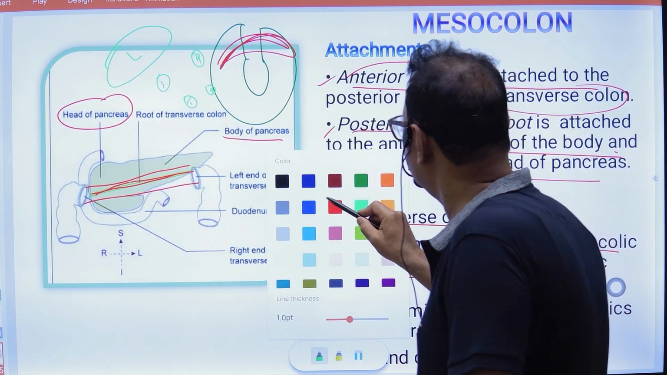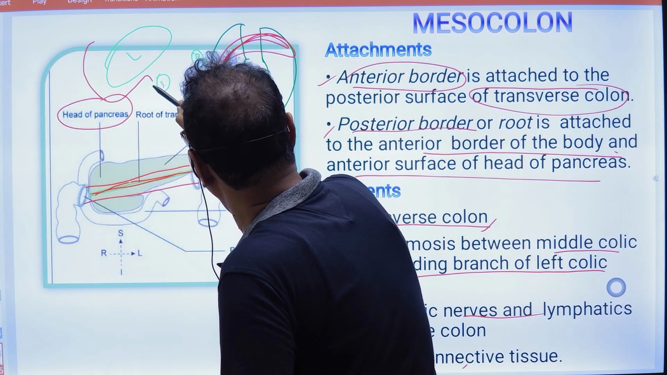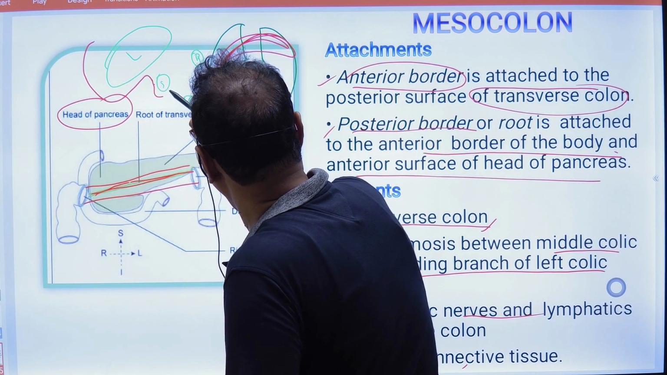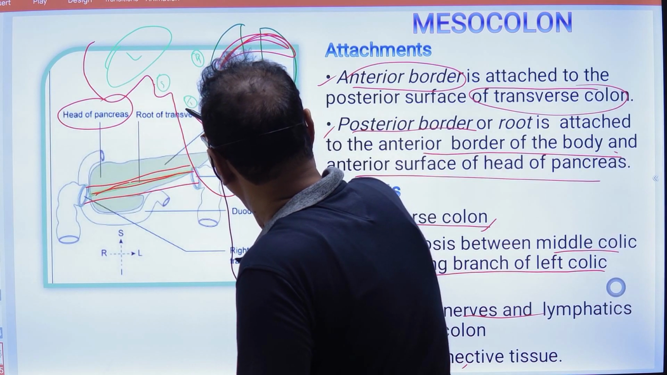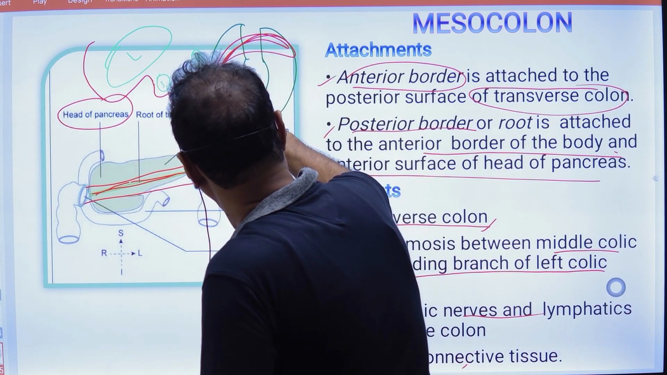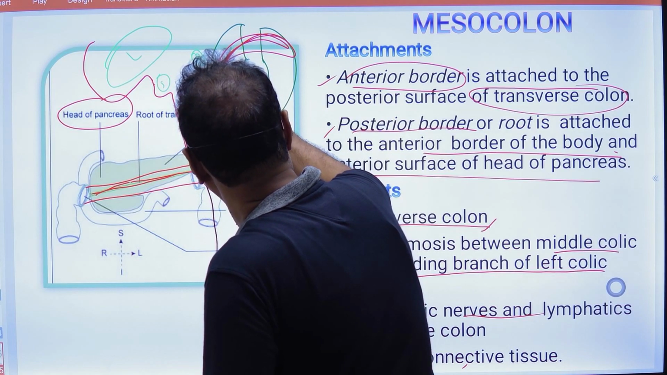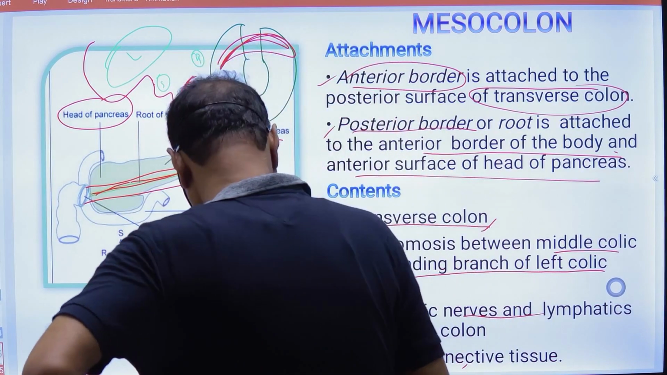Talking about the transverse, this is the gastro-omentum. Here we have got the lesser omentum. It is coming like this, and it reaches up to the pancreas over here. So this is the transverse colon.